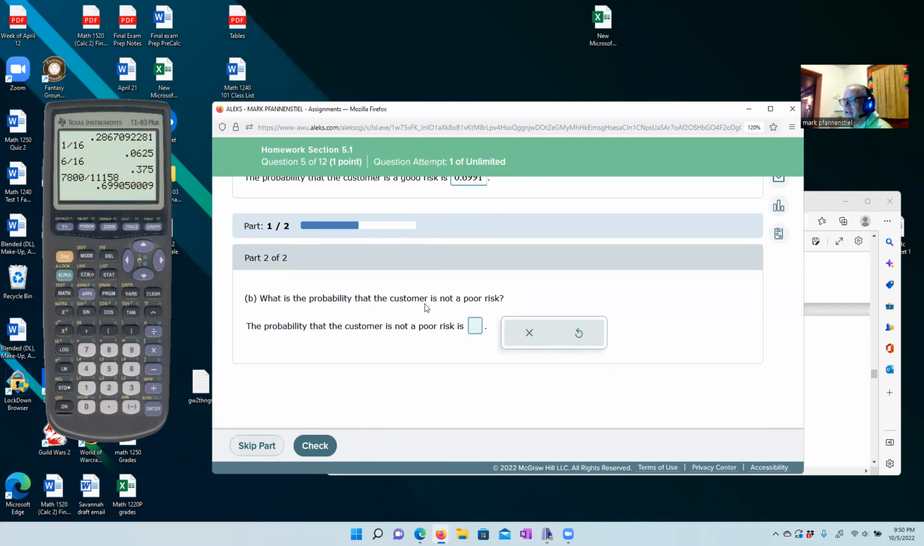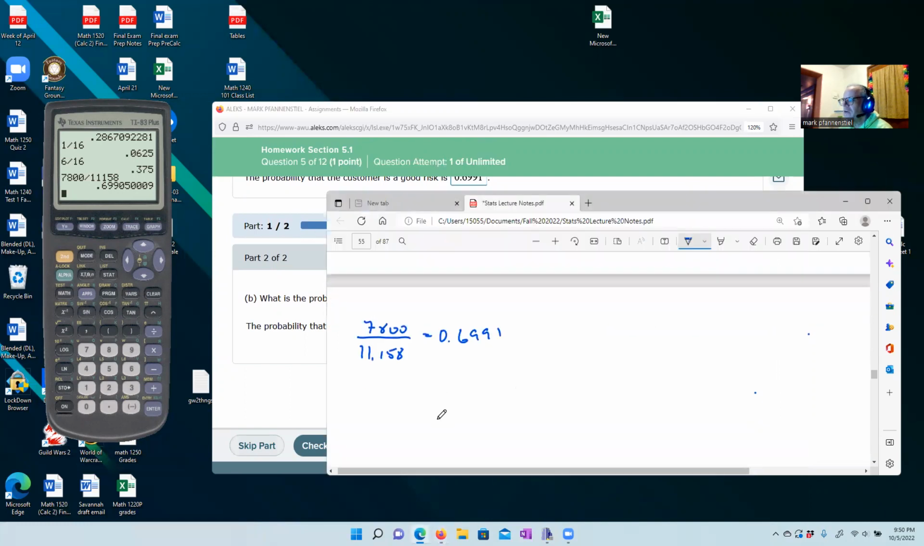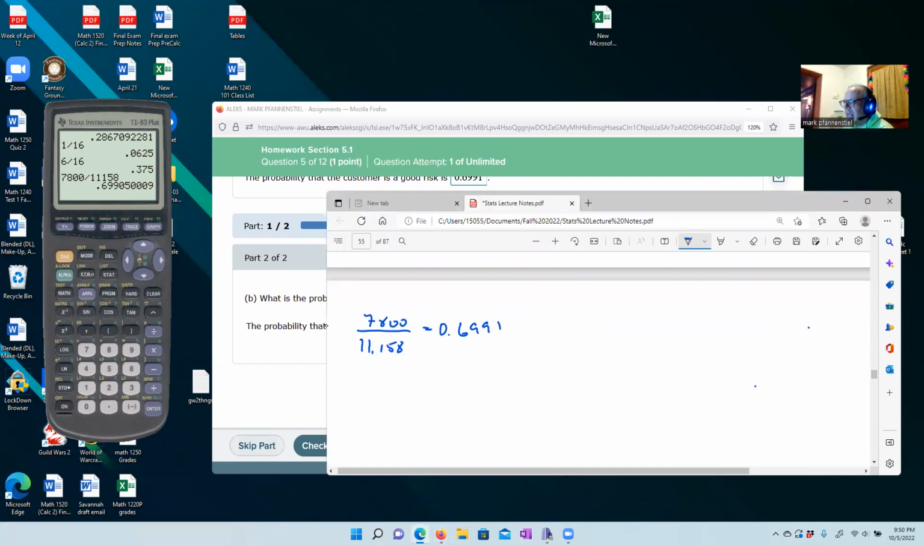Okay, what is the probability that a customer is not a poor risk? Well, if we have a poor risk and not a poor risk, whatever this probability is, this should add up to 1. Because either they're a poor risk or they aren't. This is called the complement rule.